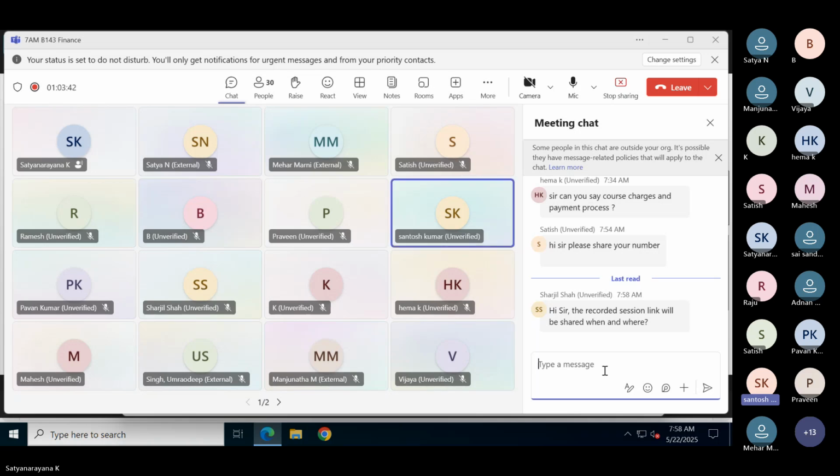I have a query. I'm working in a different field and switching to software IT. Will these classes be enough to survive and get a job? Yes, definitely, for sure. I have trained 1000 to 1100 people, and they got jobs from my training.